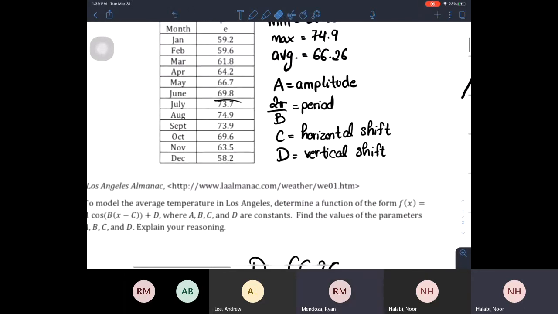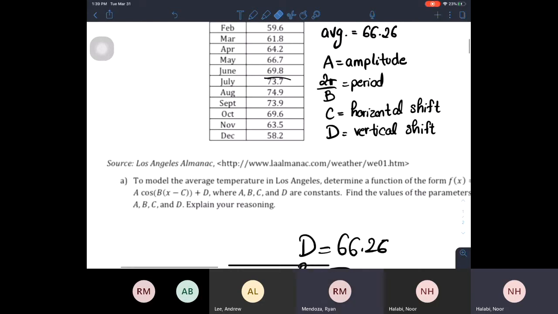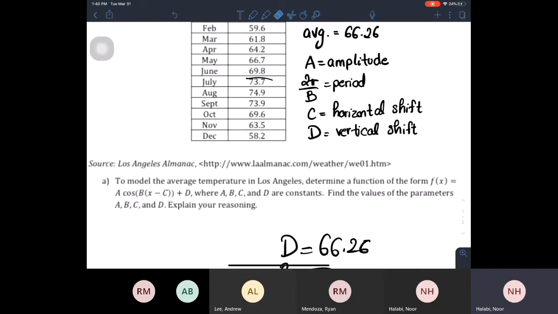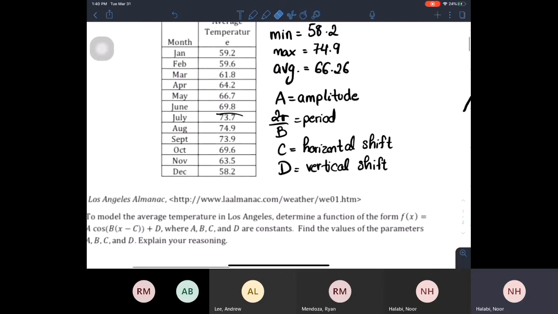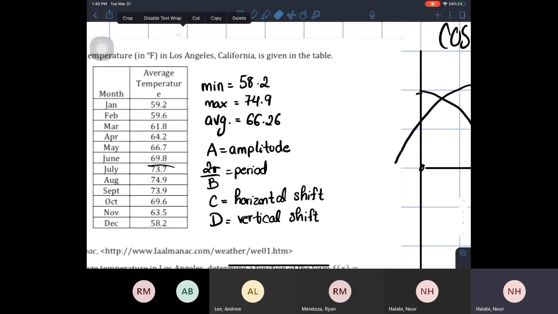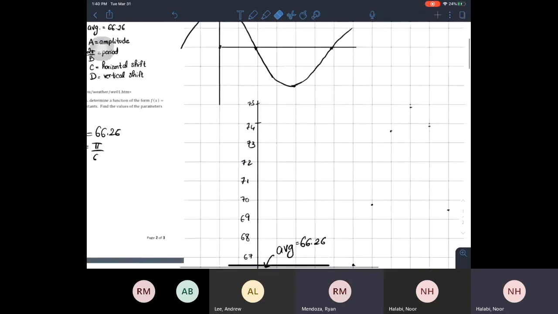So first of all, what I did is I just labeled what each of them is. I know that a is just the amplitude, and b is basically stretch and compression, but for the sake of sines and cosines, we use it mostly in periods, and that's why I said that 2 pi over b will be equal to my period. And then my horizontal shift and my vertical shift. Then I looked at the table and figured out the minimum, the maximum, and the average of all of them.